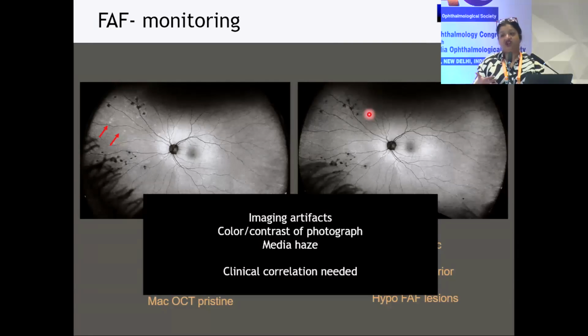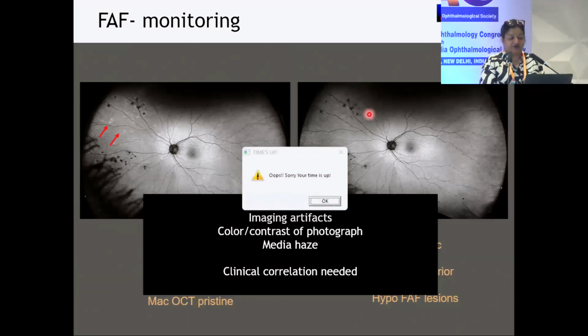There might be imaging artifacts that may block things. Color contrast of the photo may be off. So these are some of the things I want you to be a little mindful of. And so clinical correlation is required whenever you interpret these images. But autofluorescence, ultra wide, especially if your lesions are peripheral, is really very beneficial.